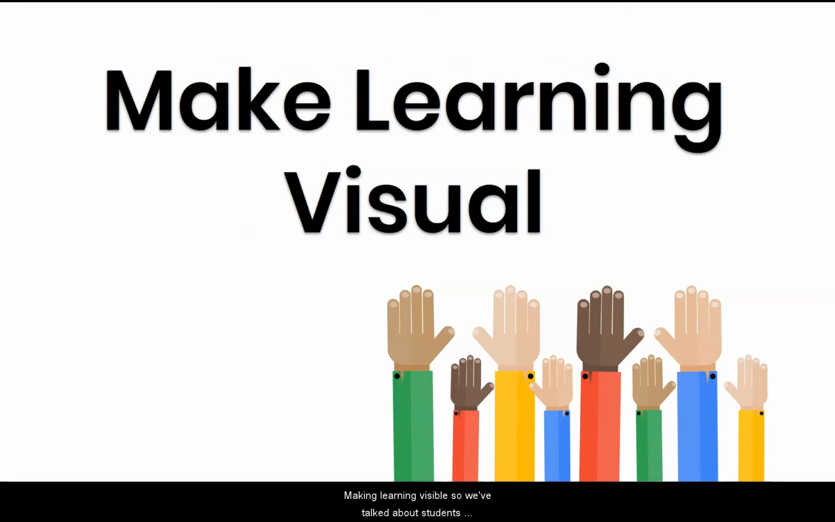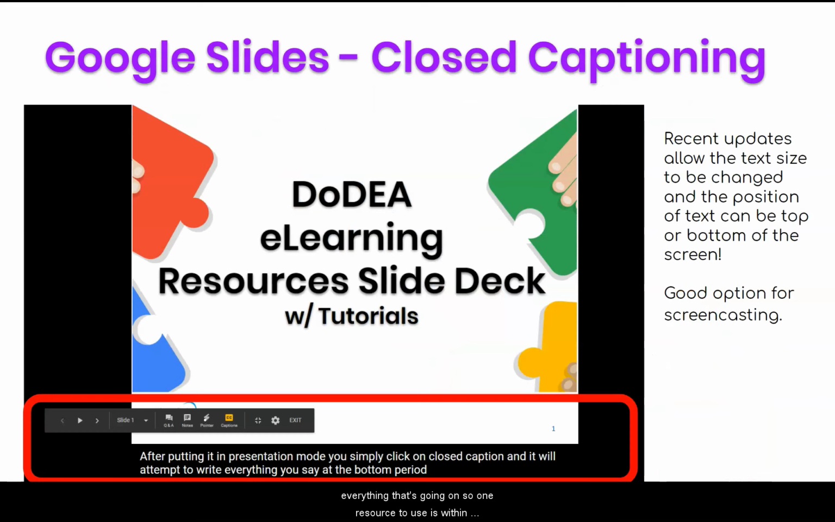Making learning visual. So we've talked about students needing access to the text, but we also need to be able to see everything that's going on. One resource to use is within Google Slides. You can turn on captions. Captions use speech recognition, and will show either at the top of your screen or the bottom of your screen. I can turn them on right now, actually.